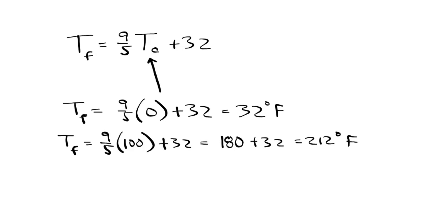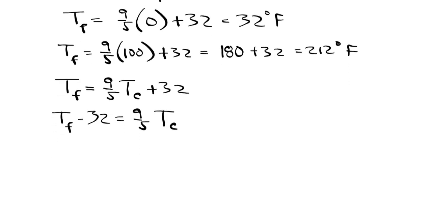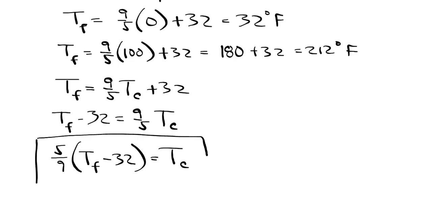You can also convert from Fahrenheit to Celsius, which is probably more useful. And to do that, we're going to solve that same formula for temperature in Celsius. So I'm going to start with the conversion here. First thing I'm going to do is subtract 32 from both sides. And then I'm going to multiply both sides by 5/9. And I wind up with my conversion to Celsius. Probably going to be using this one quite a bit.